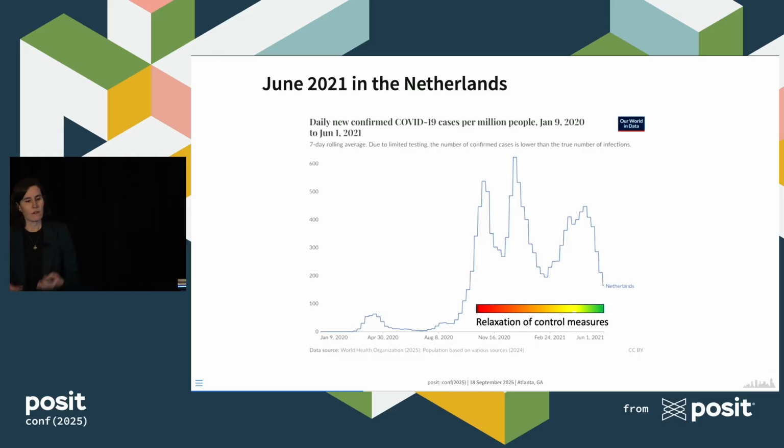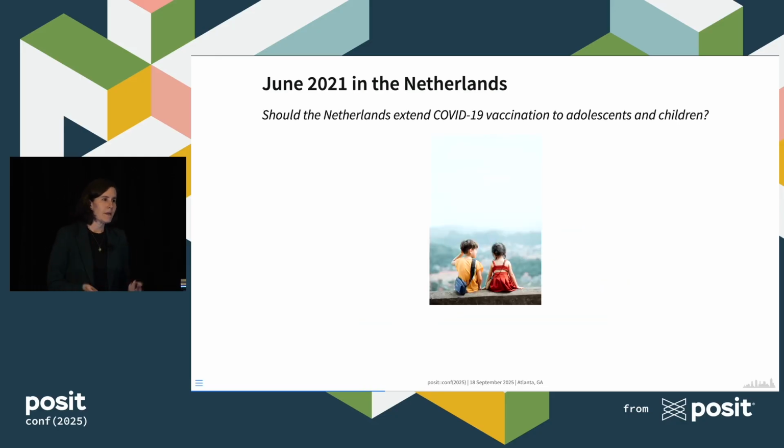But the Dutch government was obviously concerned with how best to continue relaxing control measures while preventing future waves of infections. And one of the ways that they were thinking of doing this was by extending the vaccination campaign to adolescents and children. And so this is where I come in. In my role, I was asked to do a modeling study to try to determine the impacts of extending the vaccination campaign to adolescents and children, and to try to tell them what impact that might have on disease outcomes like infections and hospitalizations. And so that is your context.